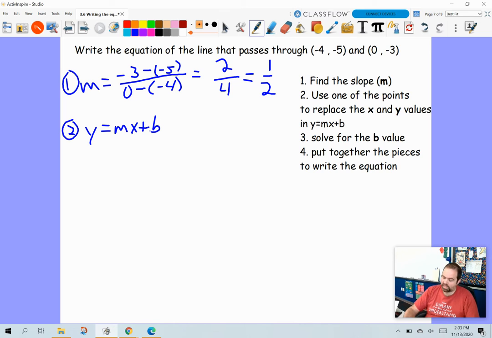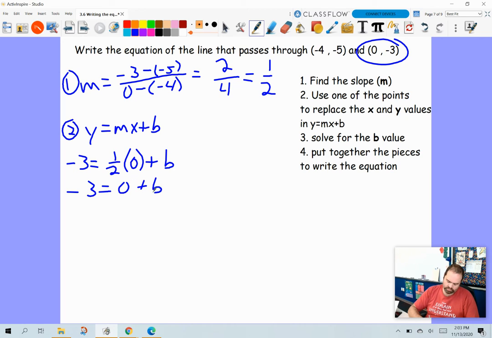and plug in. It doesn't matter which point you pick. Again, I'm partial to zeros because when you multiply, they're going to go away. So I'm going to use 0, negative 3, so y is negative 3. My m is 1/2, my x is 0, solving for b. 1/2 times 0, 0. So b is negative 3 on that one.